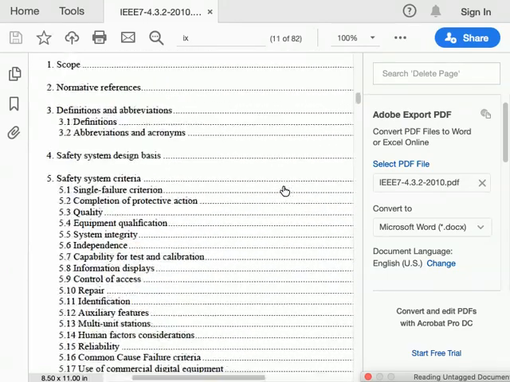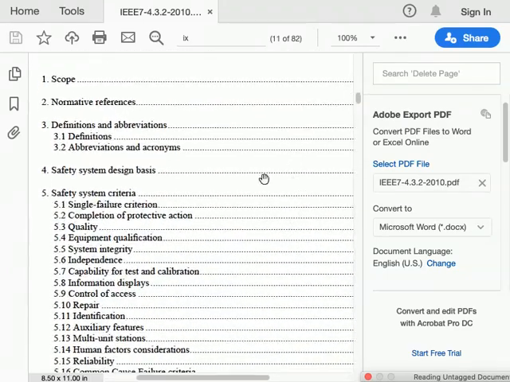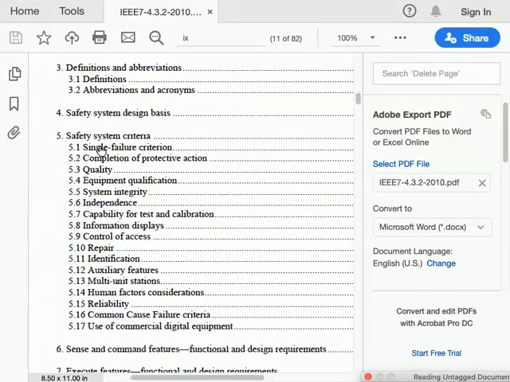Okay, for example, you can see over here, they talk about the scope and also definition abbreviations. And this one is safety system criteria. Basically, they simply listed all the criteria you're supposed to satisfy upon completion.